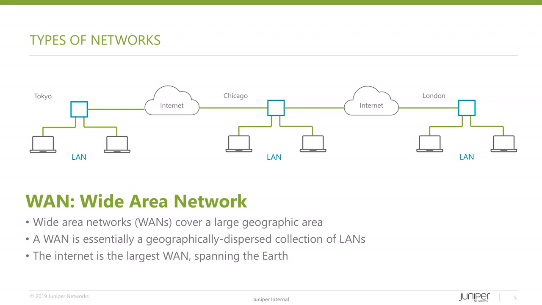Wide area networks, WANs, cover a large geographic area. The devices within a WAN could be spread out between towns, cities, or countries. For example, a large company could create a WAN by interconnecting multiple LANs in offices they have in different cities. A WAN is essentially a geographically dispersed collection of LANs. The Internet is the largest WAN, spanning the Earth.